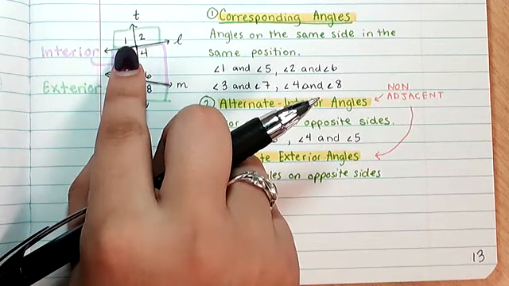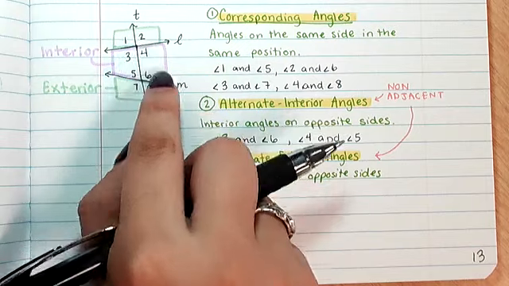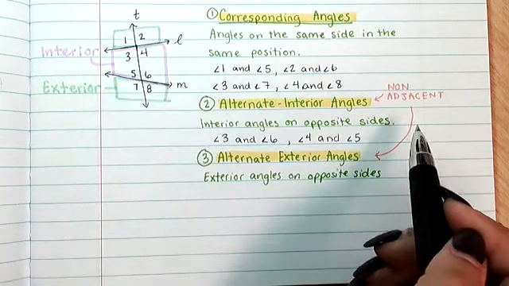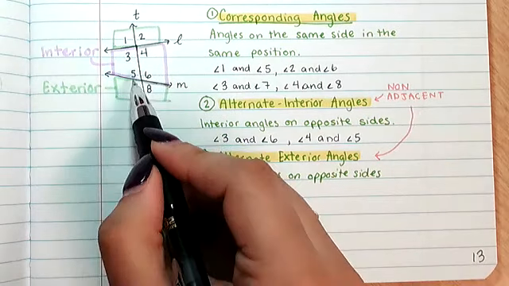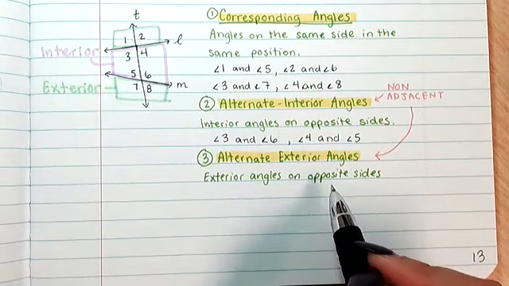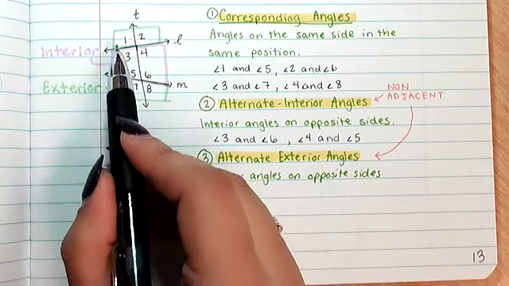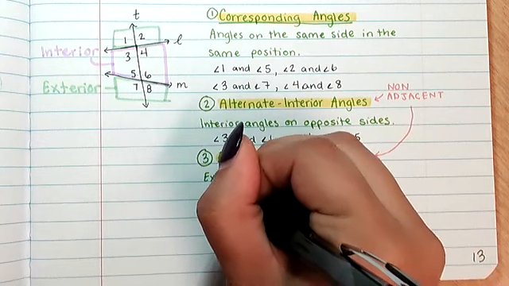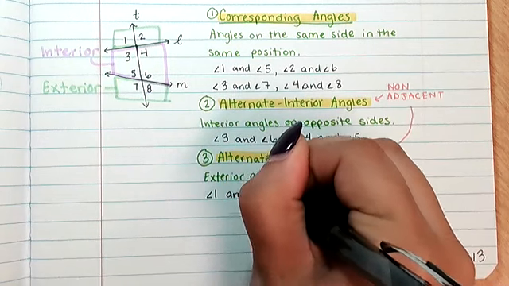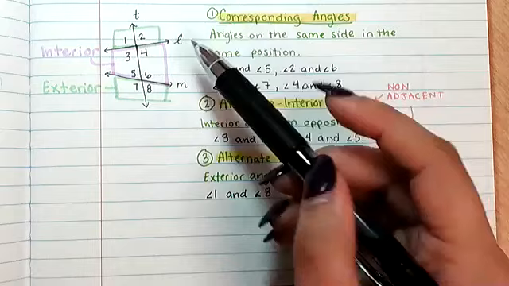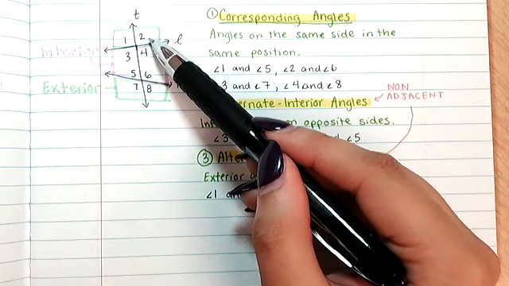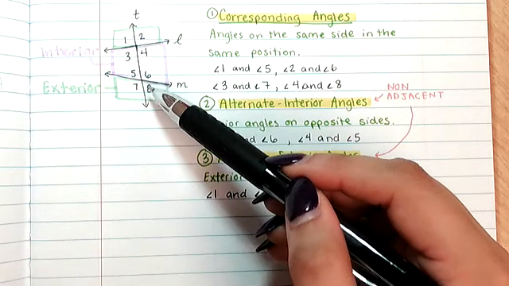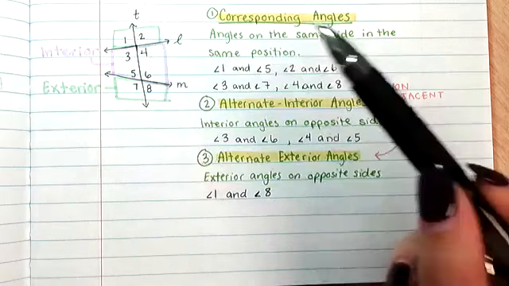So looking at angle 1, if we're figuring out which of these is the exterior to it, it wouldn't be 2 because it has to be non-adjacent. It wouldn't be 7 because those are on the same side and we want opposite. So that means 1 and 8 are alternate exterior angles. And 2 is also on our exterior. So again, not 1 because that's adjacent, not 8 because that's on the same side, 2 and 7.